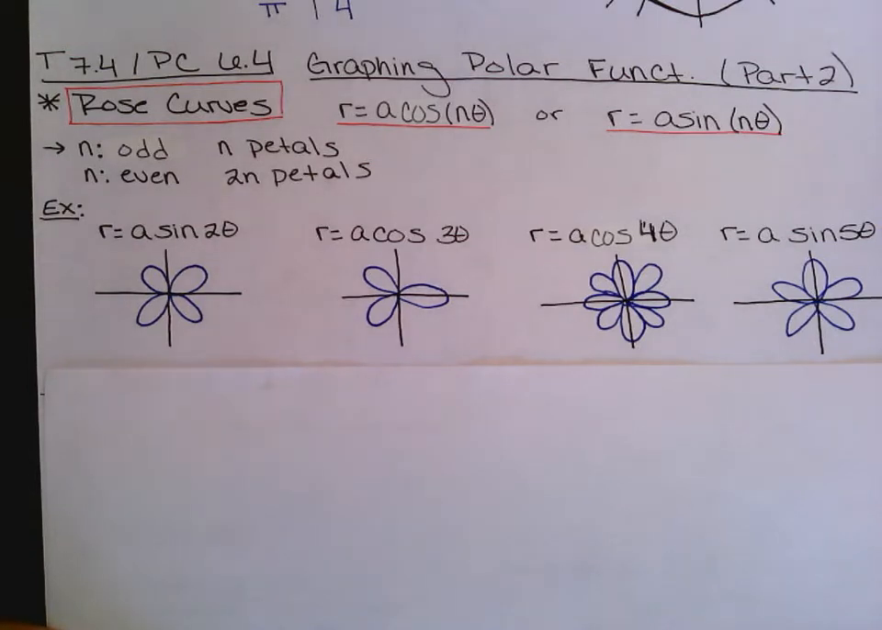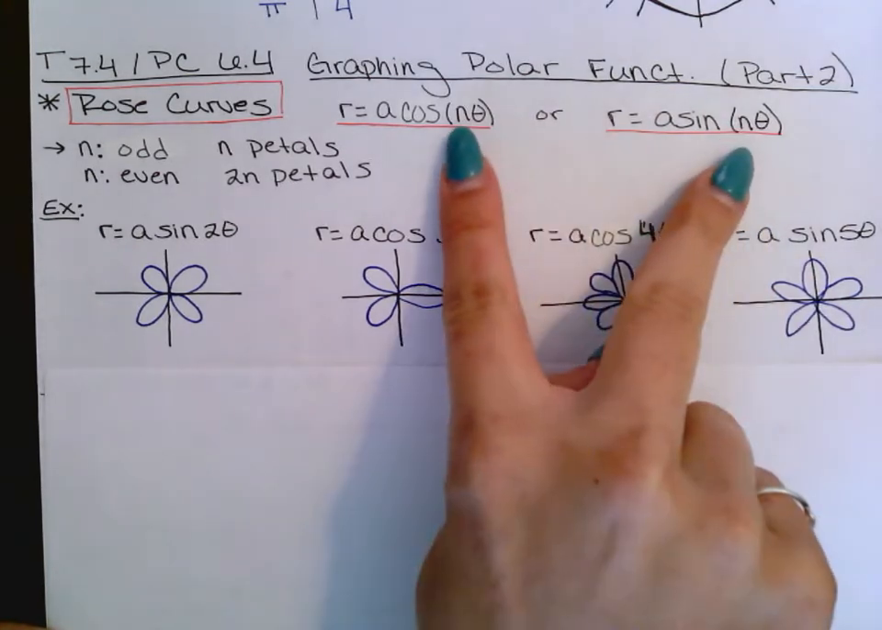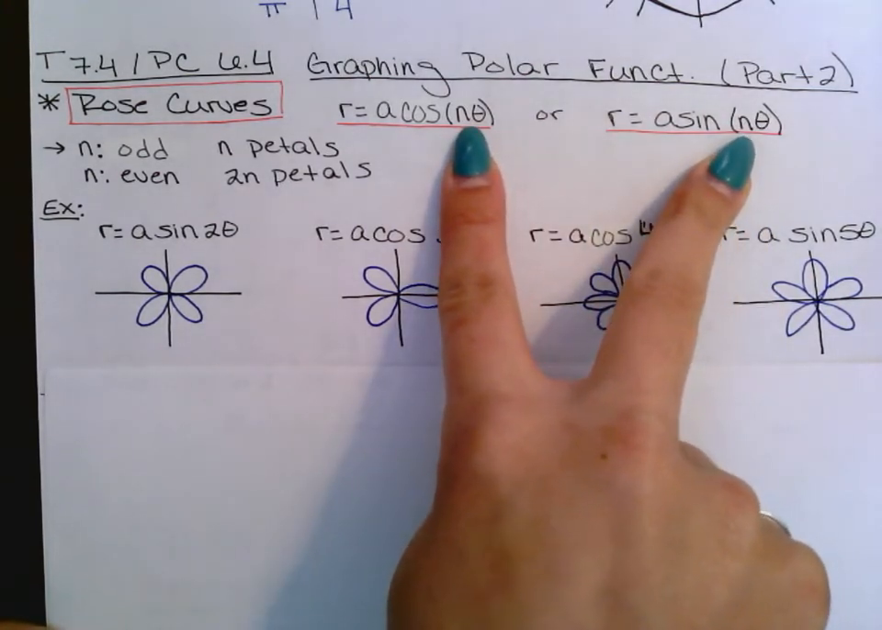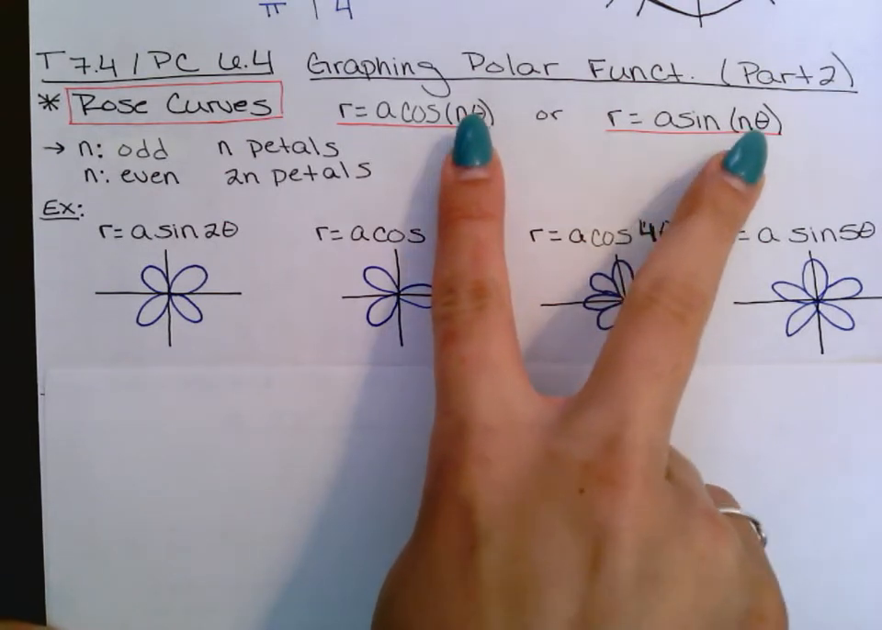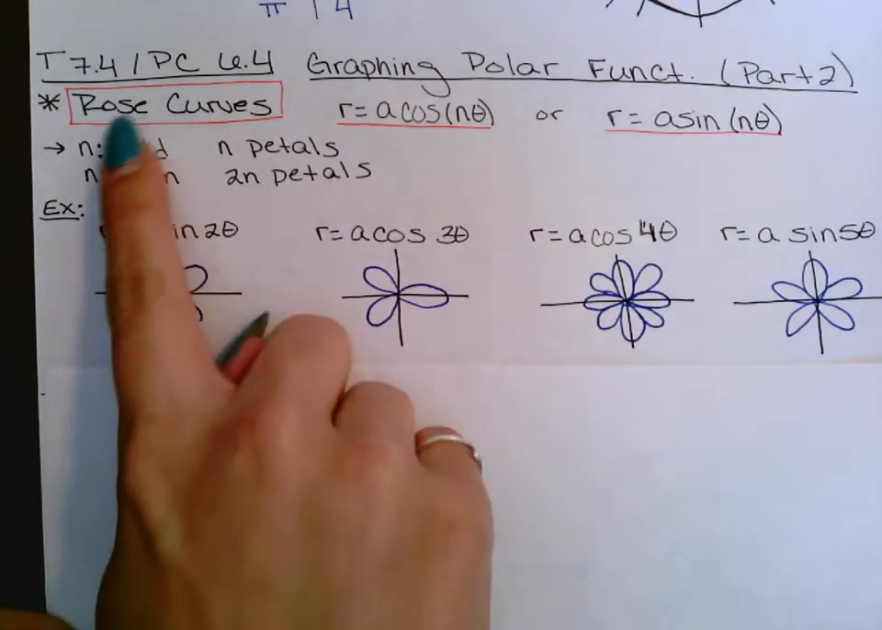The next one is called rose curves, and the equation of a rose curve looks a lot like the circle, where it's a number times a trig function. The big difference is right here: this is the first time we have my theta having something multiplied to it. Now that number that gets multiplied to the theta is going to determine how many petals my rose curve has.